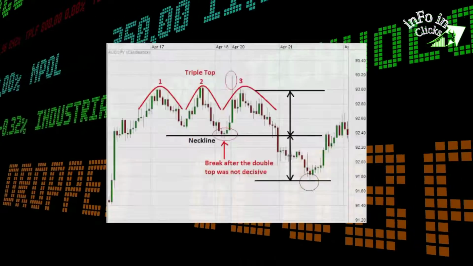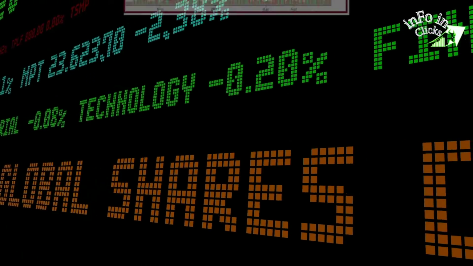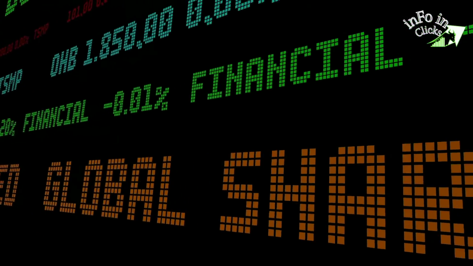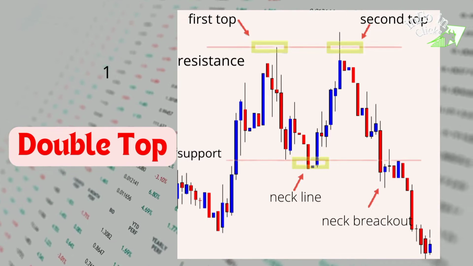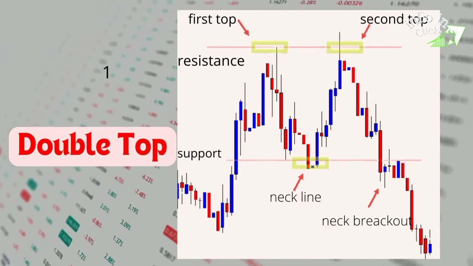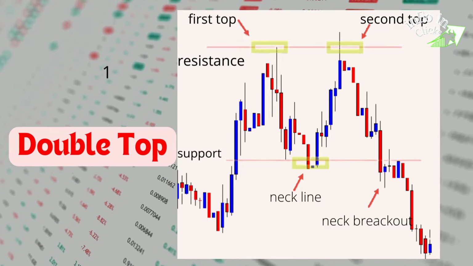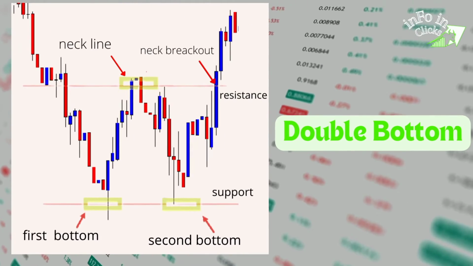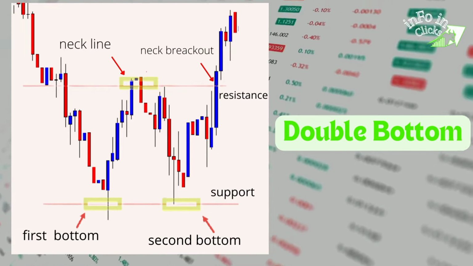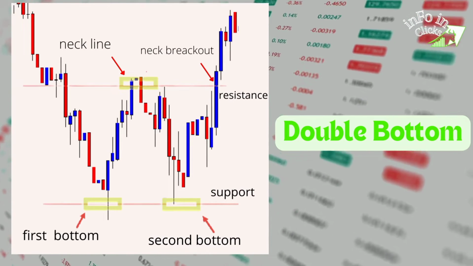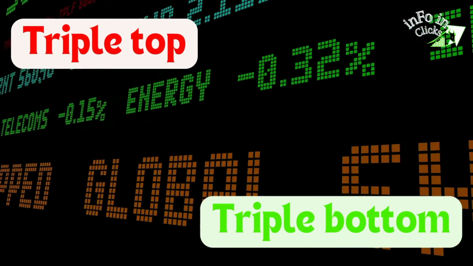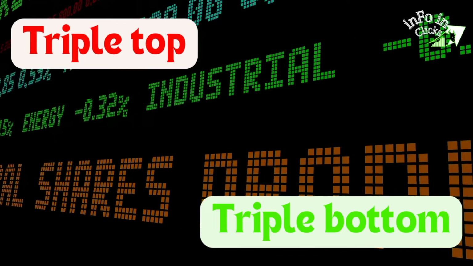It includes double top, double bottom, triple top and triple bottom, head and shoulders patterns, and cup and handle. Coming to the double top pattern, it forms an M shape and it is a pure indication of a bearish reversal trend in the market. Exact opposite to that, the double bottom pattern works as a bullish price movement reversal and it forms a W shape.